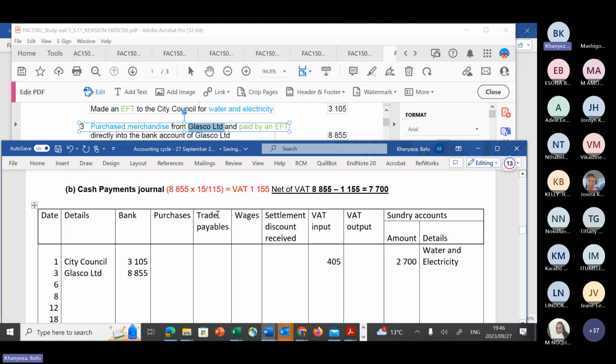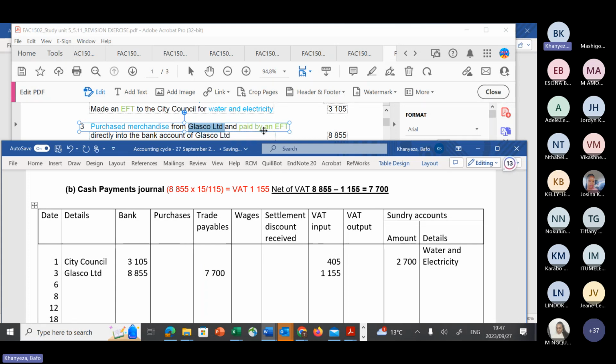I hope you can still follow. I just changed the amount because I can't keep on starting the same calculation. It's going to be clumsy sometimes. If you are writing in a revenue exam, you write down all these calculations. So maybe the input VAT is going to be 115. The net of VAT is going to be 7,700. That is the net of VAT.